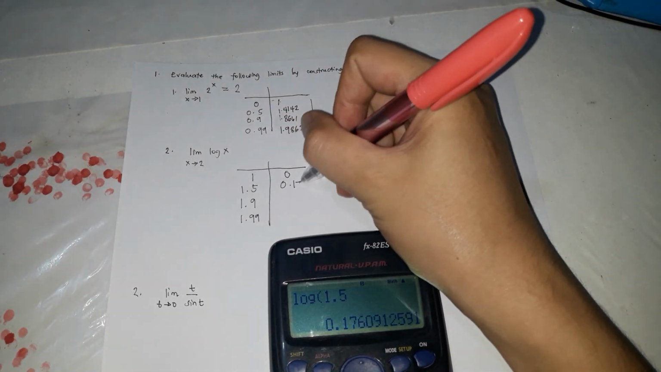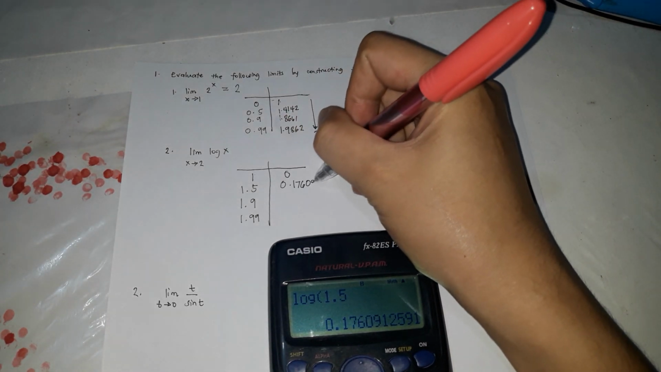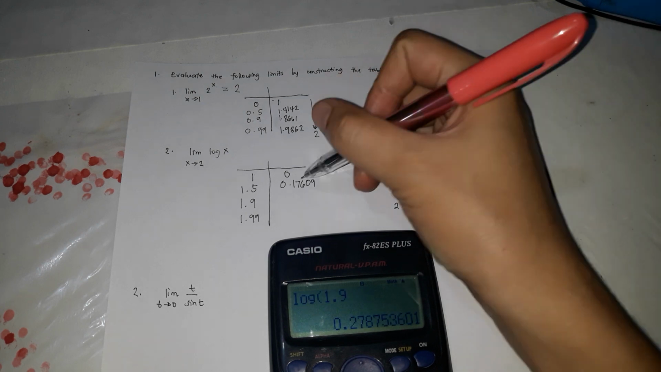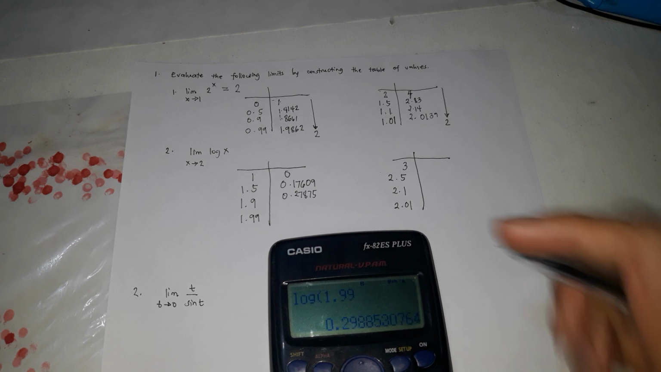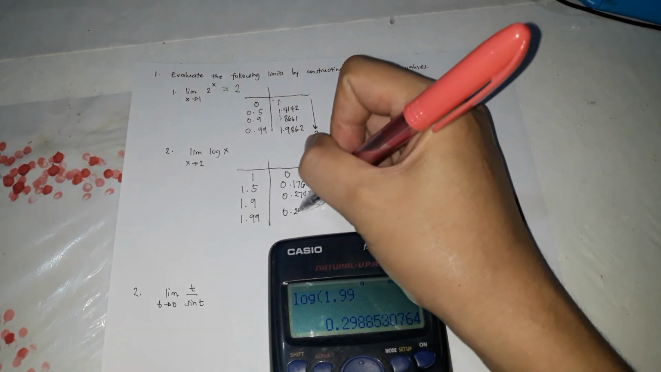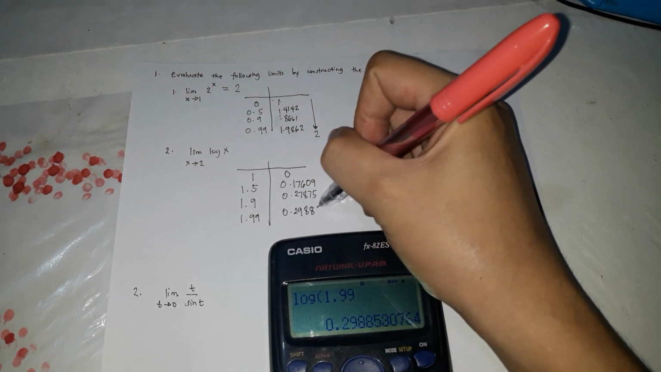So in this one, let x be 1. So log of 1, it's 0. Log of 1.5, that's 0.17609. Log of 1.9, that's 0.27875. And the last one is log of 1.99, that's 0.29885.